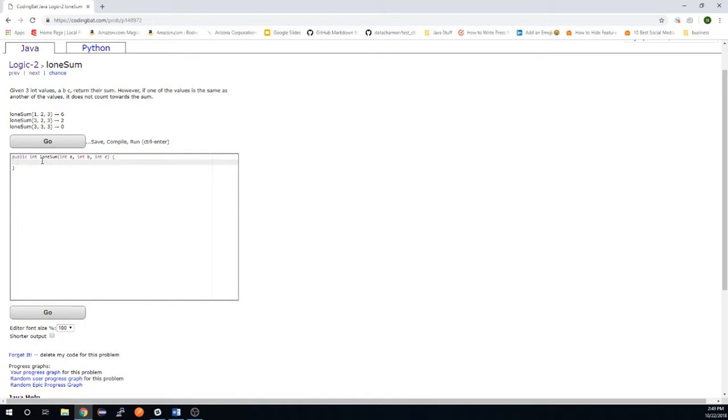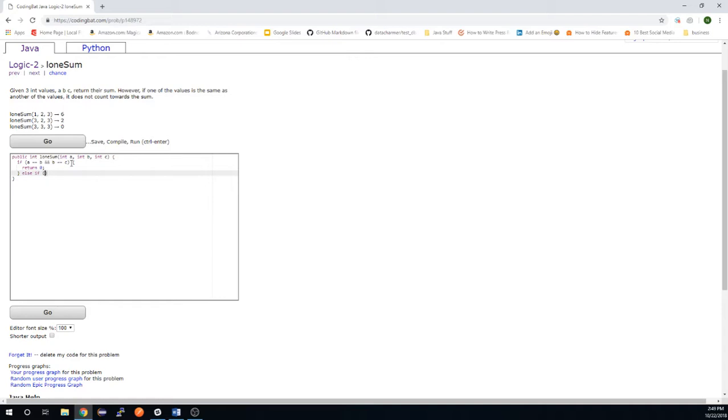Well, let's start by seeing if any of them are equal. So if a is equal to b and b is equal to c, that means all three of them would be equal, right? Because if a equals b and b equals c, then we know a equals c. So we're going to go ahead and return 0 if that's the case, because none of them would count.